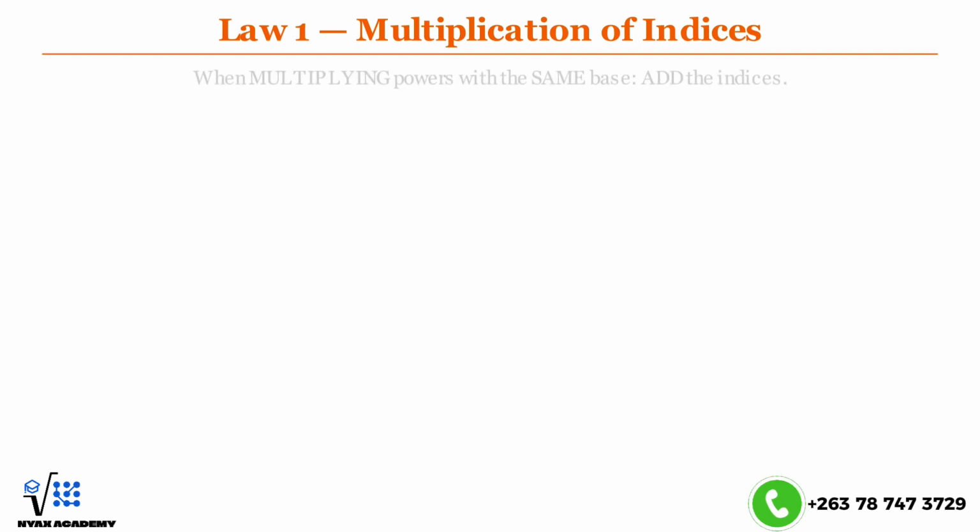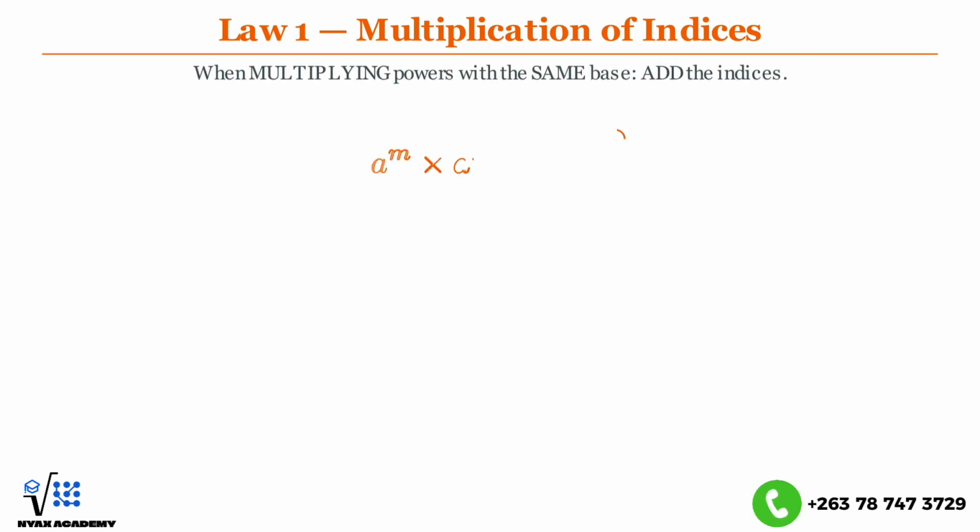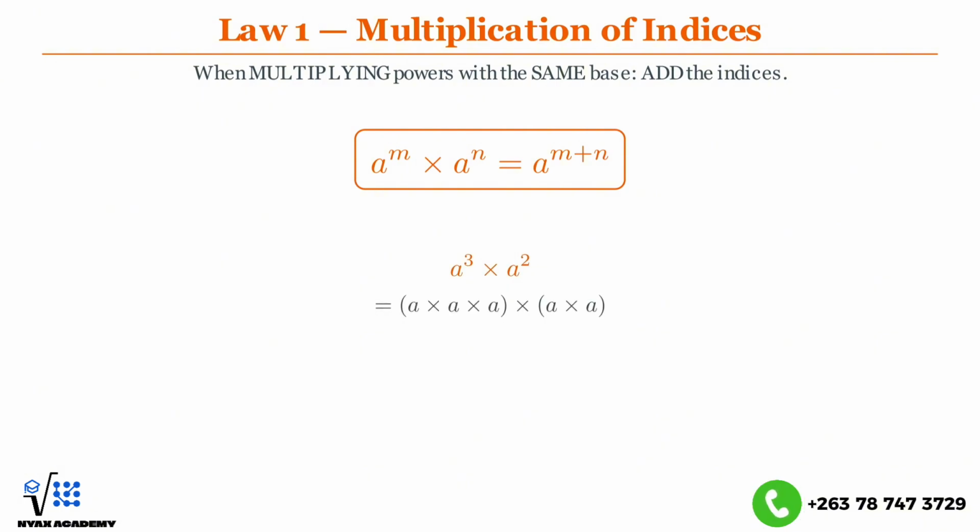When multiplying powers of the same base, we add our indices. For example, takapiwa a to the power of m times a to the power of n. This is the same as saying a to the power of m plus n. Takapiwa a cubed times a squared. This translates to a to the power of 3 plus 2 towana a to the power of 5.